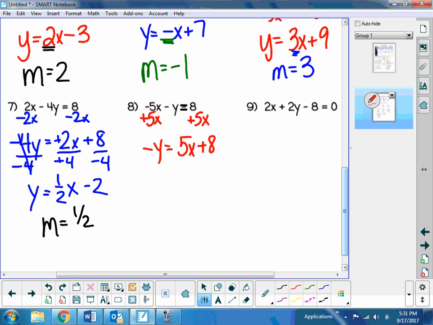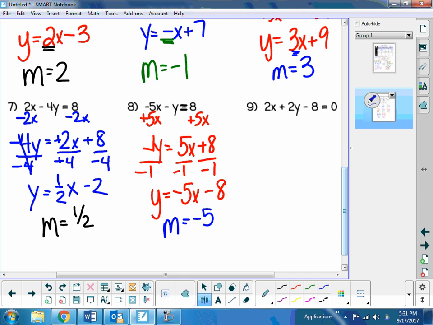Okay, this is another one of those, we do have y by itself, but there's a negative in front of it, so you got to really think about what number that is. That's really a negative 1. So I need to divide every single term by negative 1. So I end up with y equals negative 5x minus 8. So my slope here, because y is isolated, the number in front of the x, that coefficient is negative 5. So my slope is a negative 5.